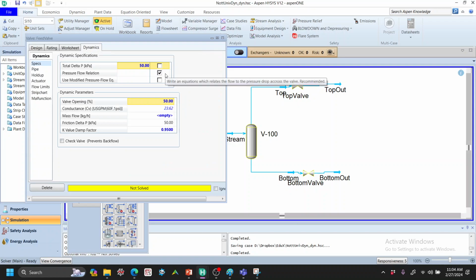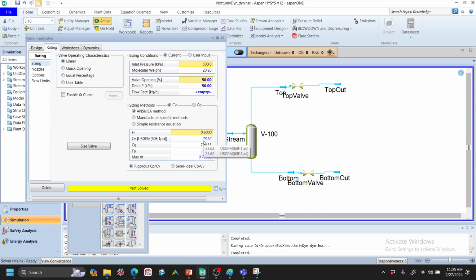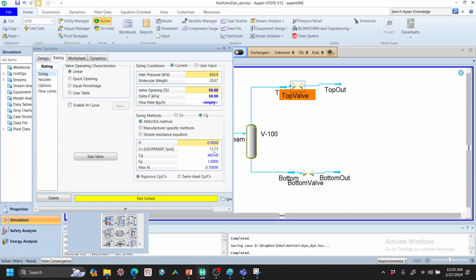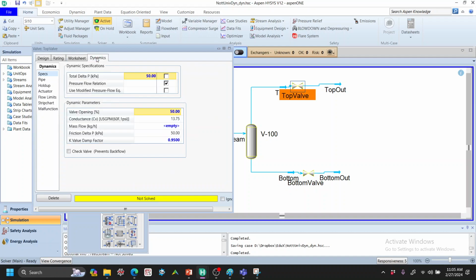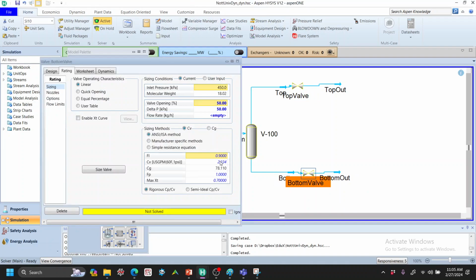Pressure flow relations all done, and then valve opening 50%, CV is 23. So you could keep it this way, or you could increase it slightly bigger than this one. For example, if I want to make it 24, you could also do so. Okay, and then the same with the valve over here. This one, somehow you cannot do so. Let's see what this one is. This one you can do so. 2.3, I don't really care, it's fine.